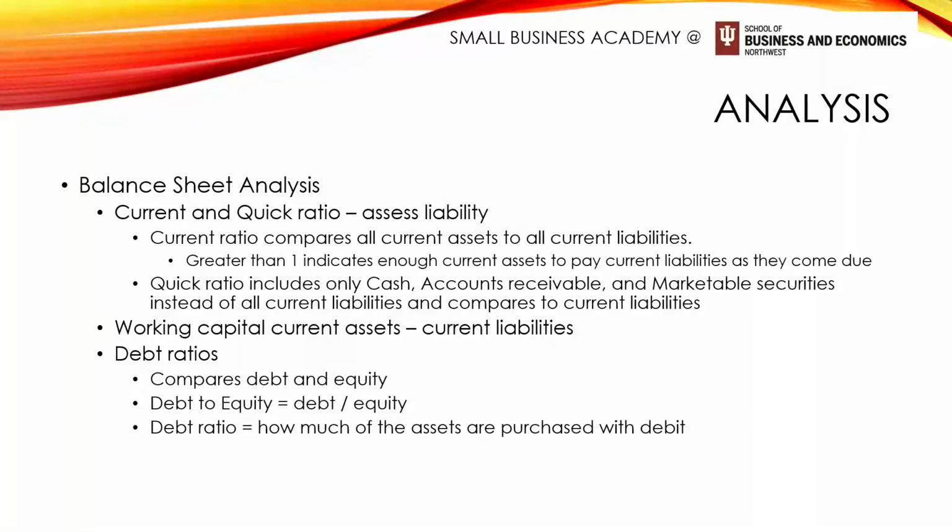The quick ratio includes only cash, accounts receivable, and marketable securities instead of all current assets and compares them to current liabilities. Your working capital is your current assets minus current liabilities. Your debt ratios compare your debt and equity. Your debt to equity, which is debt divided by equity, and then your debt ratio compares how much of your assets is purchased with debt.